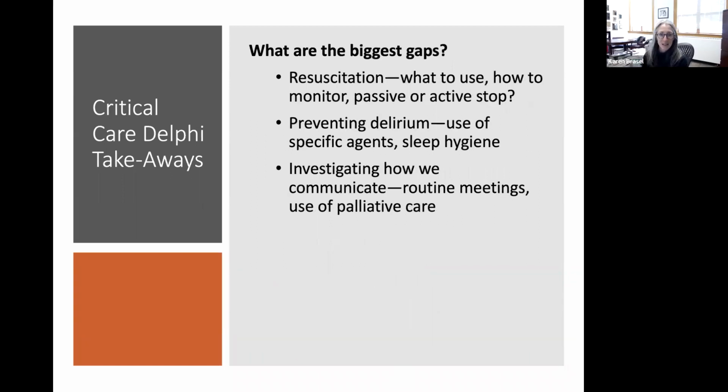Next slide. The biggest gaps: resuscitation is sort of a global gap. What should we use? How should we monitor it? And when and how should we stop?